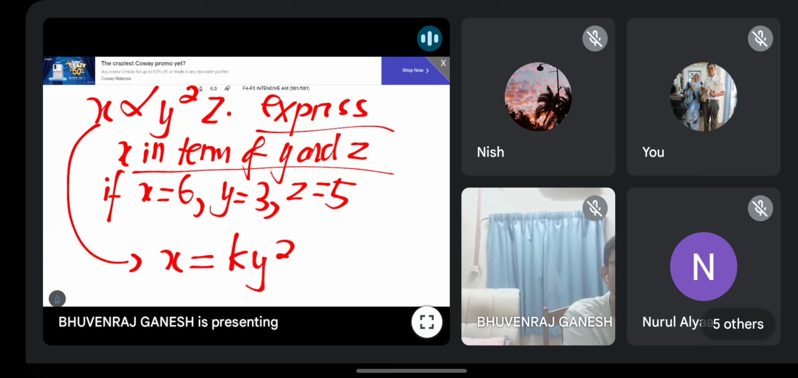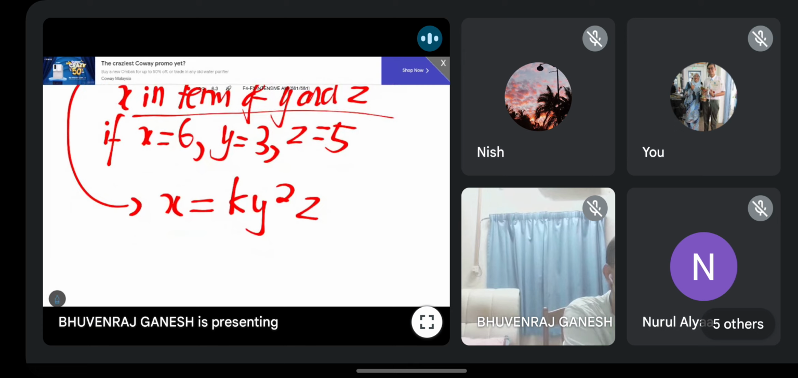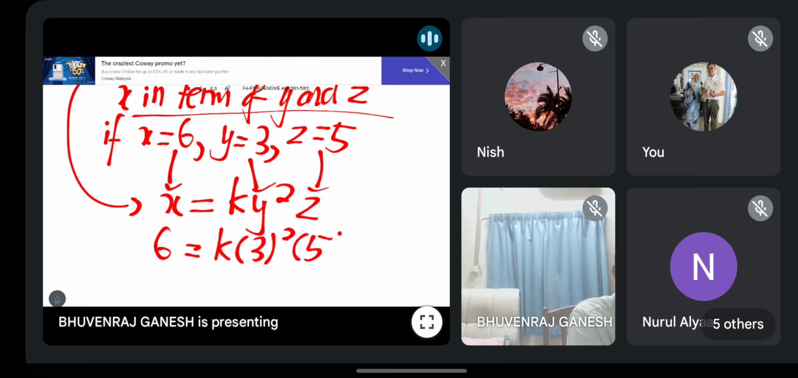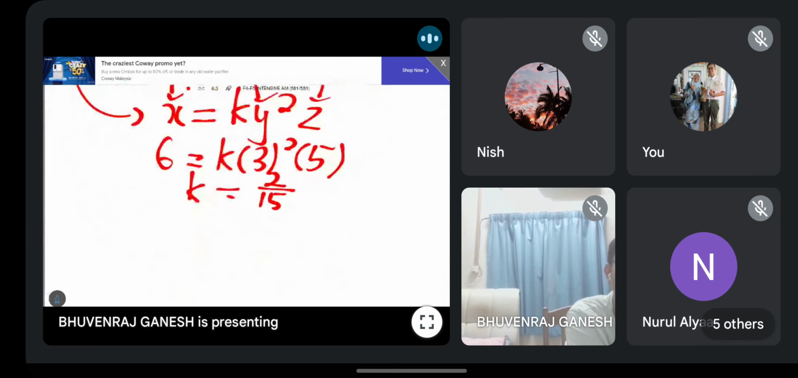So you write like this. Okay, K is the constant. Lepas tu, kamu kena buat apa guys? What must you do now? Selepas kamu dah convert dari ubahan ke persamaan, what is the second step? Very good, substitute. Okay, gantikan semua nilai ni bawa masuk. Okay, so you get 6 equal to K 3 square 5. So kamu boleh cari nilai K. Find your K value first. So you will get 2/15. Okay, and now they ask you to express X in term of Y and Z.